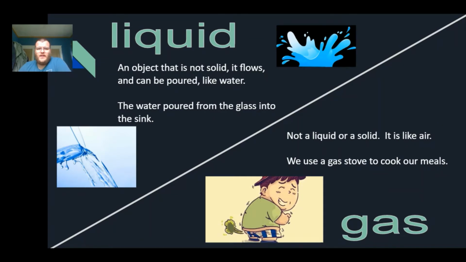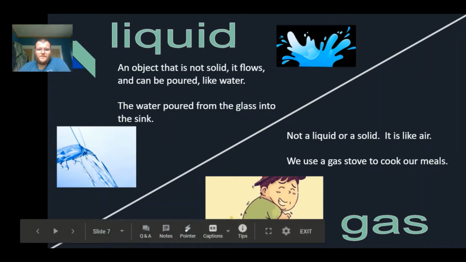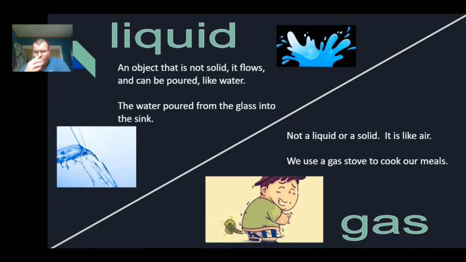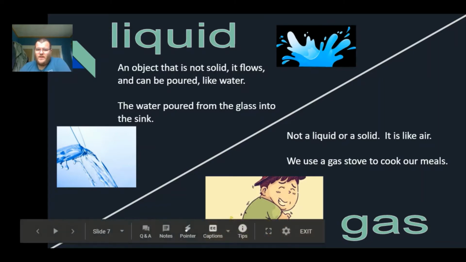A liquid is an object that is not solid. It flows and can be poured, like water. The water poured from the glass into the sink. And then down here we have the word gas. Not a liquid or a solid. It's like air. We use a gas stove to cook our meals. And if you're cooking beans, you also might produce some gas later in the form of a toot.